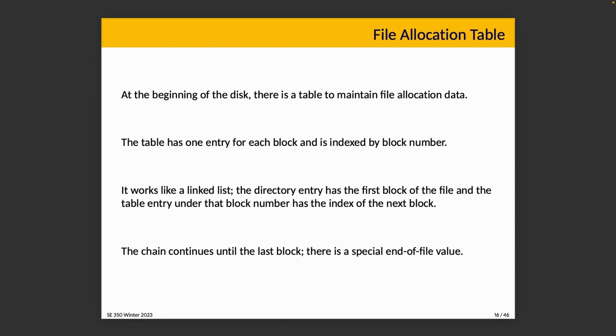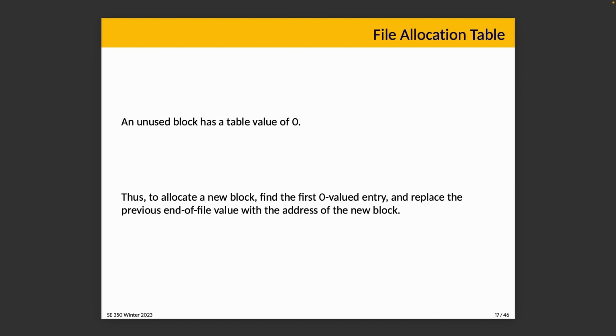The directory entry has the first block of the file, and the table entry under that block number has the index of the next block. So we are following the chain, where the chain itself points to the next block, and the block contains some chunk of data based on the cluster size. The chain continues until you get to the last block, and there is a specific magic value, end of file, that indicates this far and no further, so that we know where the end of the file is. An unused block has a value of 0.